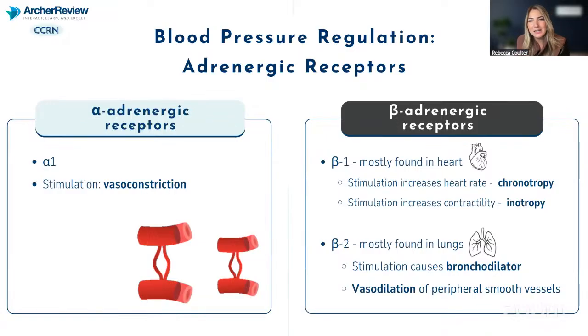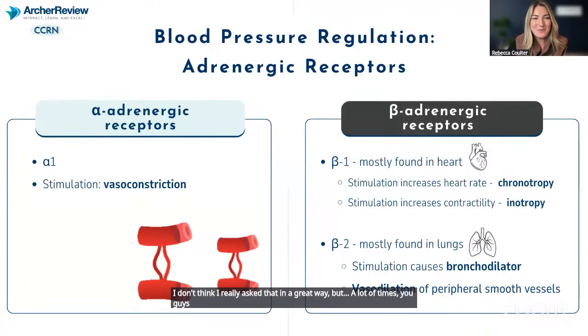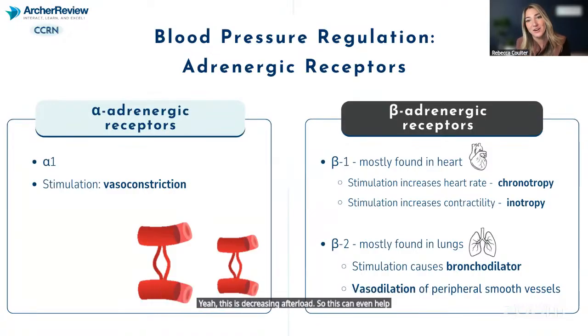I don't think I really asked that in a great way, but a lot of times you guys are totally able to somehow know exactly what I'm saying. We're helping the heart out, right? We are decreasing afterload. Absolutely. Good job. Yeah, this is decreasing afterload. So this can even help increase our cardiac output.